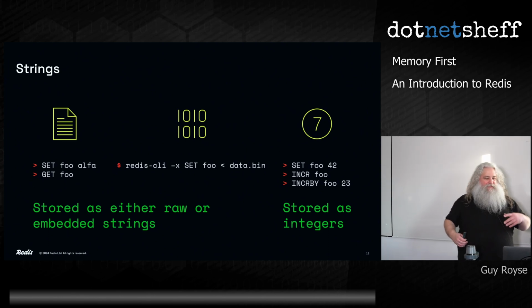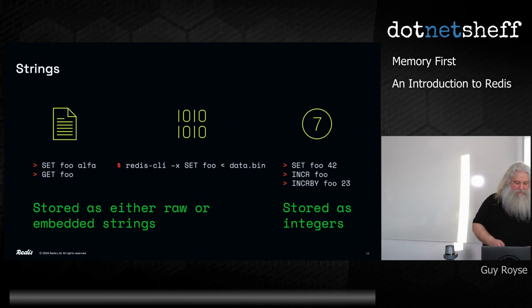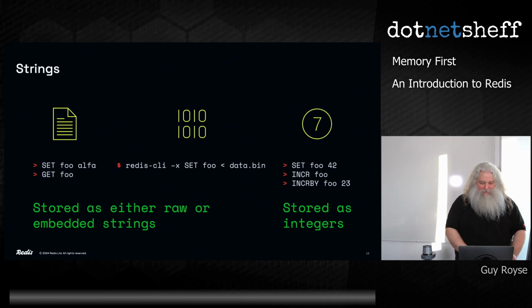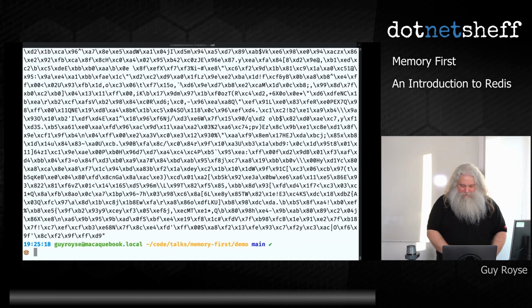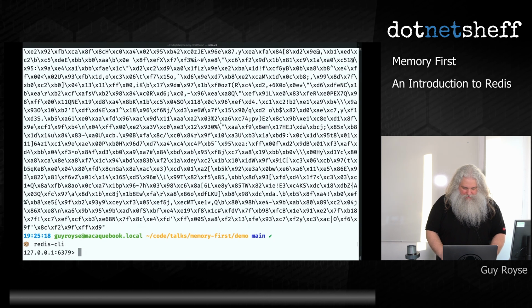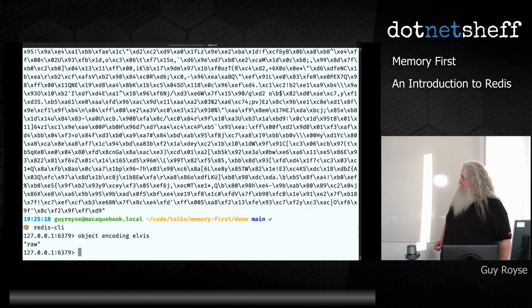And if I could demo this, yeah, let's go ahead and demo it real quick, just to show how these strings kind of work. So we've done the binary bit already here. Okay, there we go. So redis-cli. And if I do object encoding Elvis, it comes back and says raw.